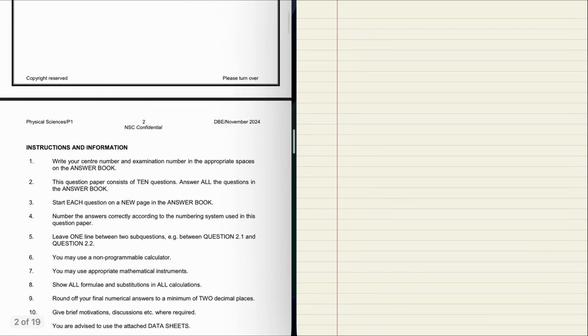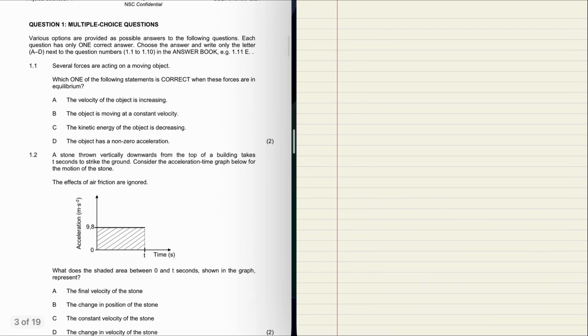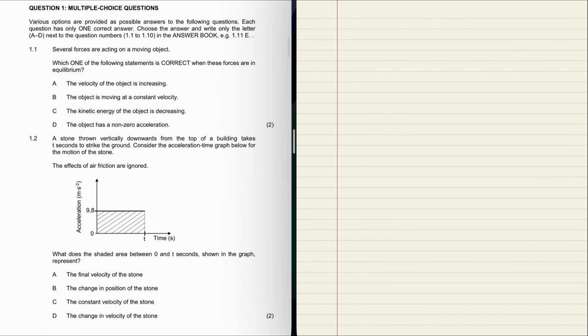In this video, I'm going to take a look at the Physical Sciences Paper 1, November 2024. Let's start with multiple choice. Question 1.1. Several forces are acting on a moving object. Which one of the following statements is correct when these forces are in equilibrium?